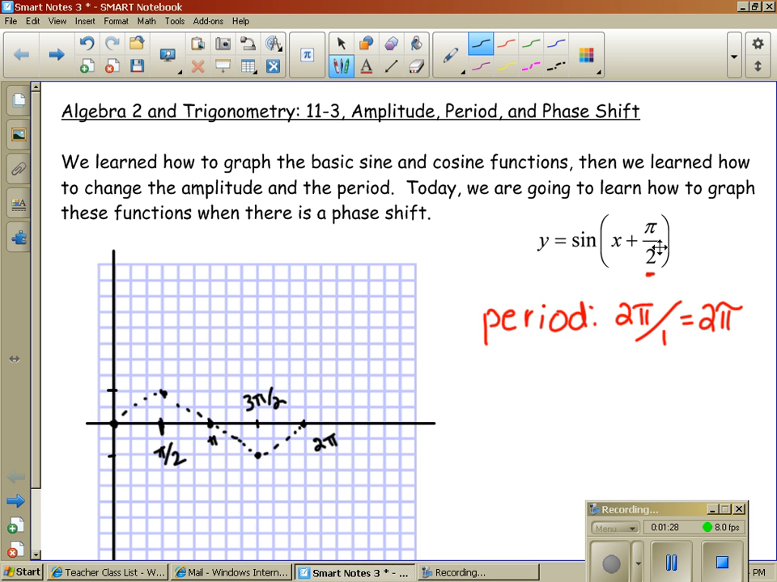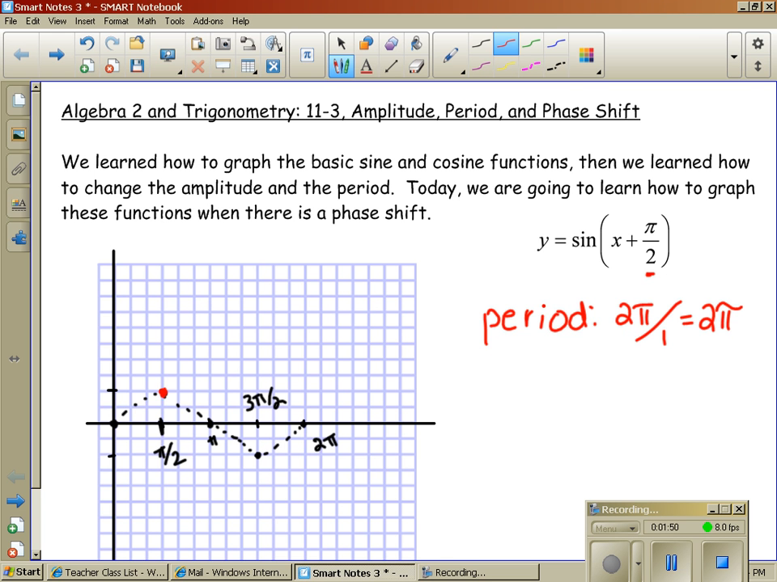The one thing you have to remember is it goes in the opposite direction of whatever this sign is. This was plus pi over 2. So we're going to shift it not to the right, but to the left. So think opposite, negative. We're going to shift to the left. So we're going to take this point and shift it to the left. So let's start here, just the way our graph is.